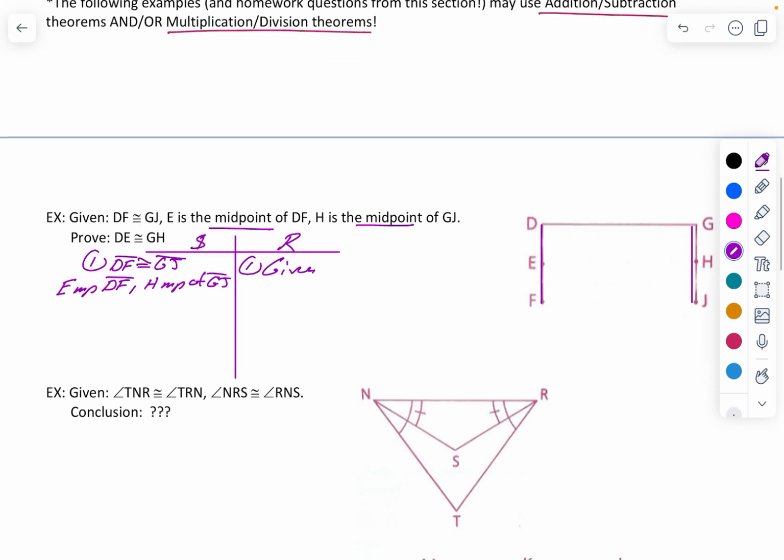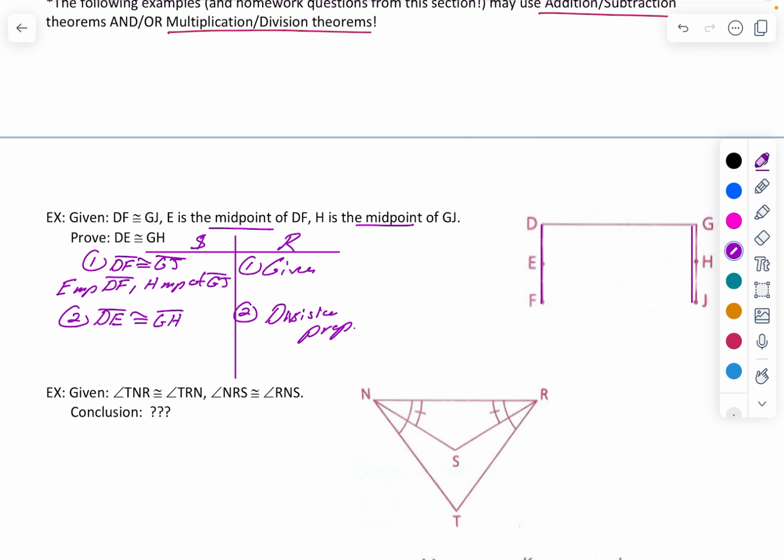Now, because we have that, we can go ahead and say DE is congruent to GH, and that is because we had the midpoint, we know it's going to break it into congruent segments. And so this would be the division property. So if the big segments are congruent and you know they're broken into equal pieces, then we can say the small pieces are congruent.